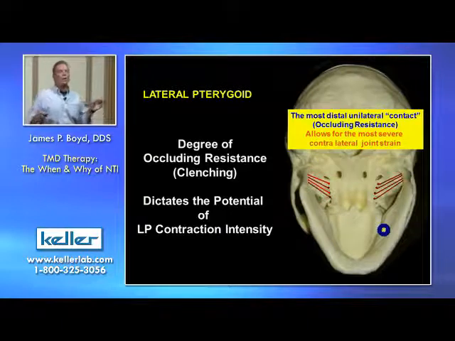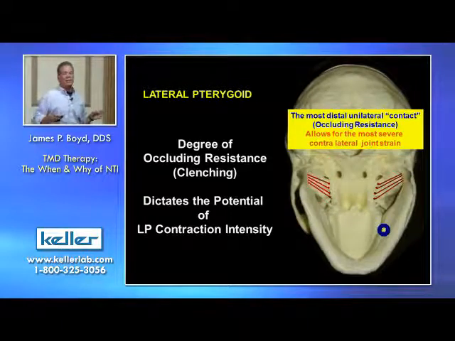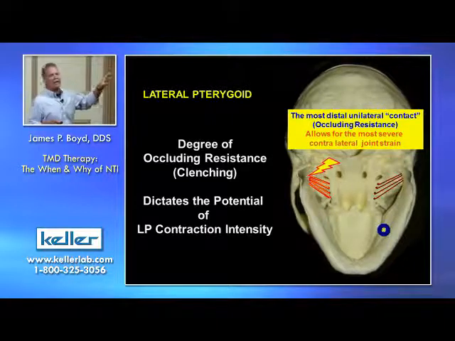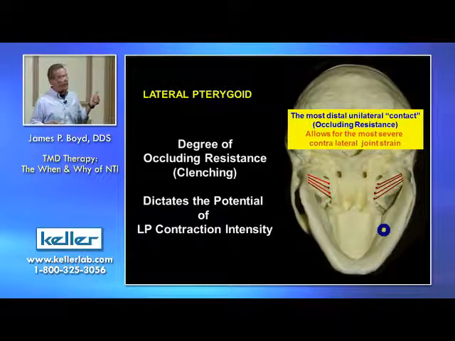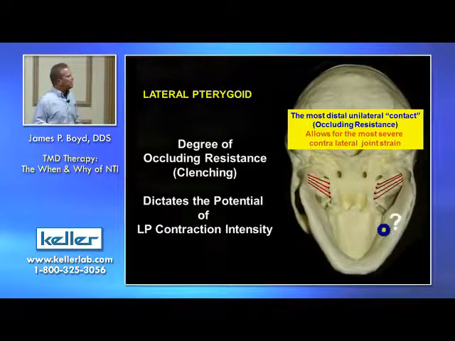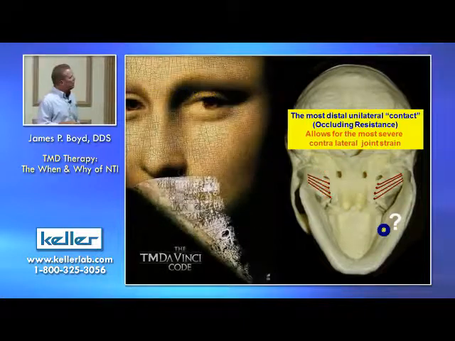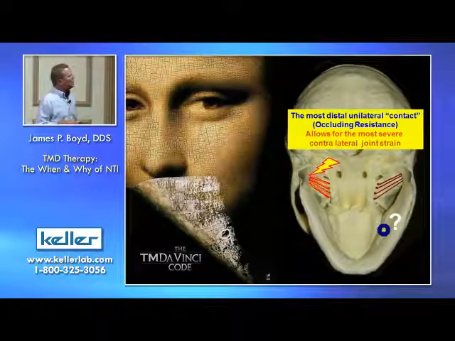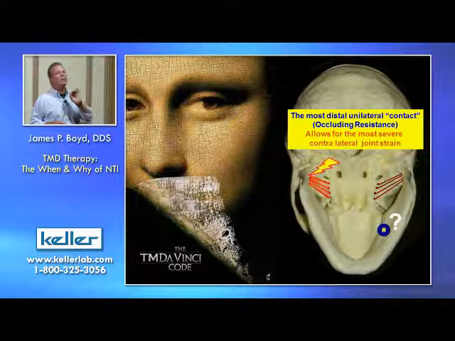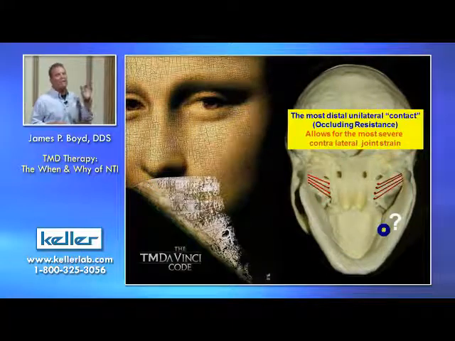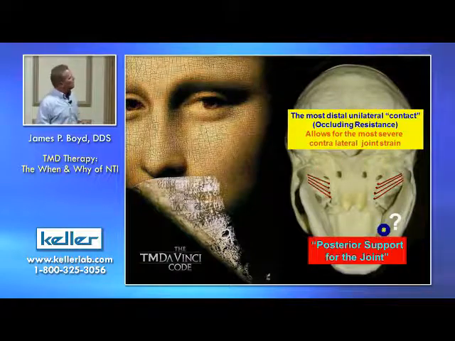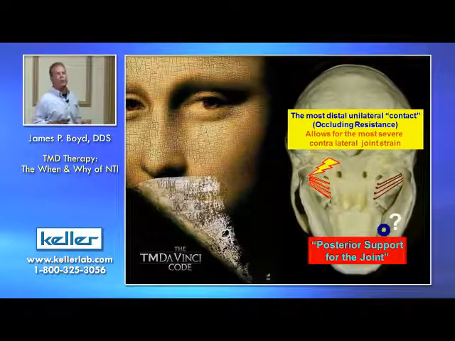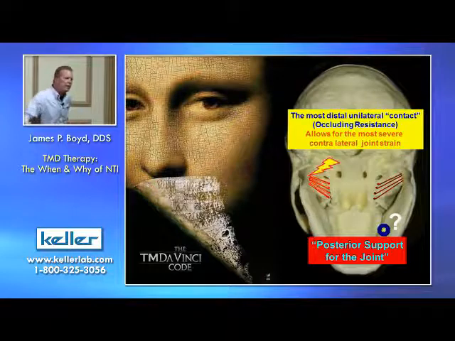So when we talk about, well, you don't want a unilateral distal interference, that would be really bad. Well, why? Here's why we don't like these unilateral distal interferences. It's the opposite side condyle that can get strained. And in dentistry, we even have an adorable term for this. It is one of the TMD Da Vinci Code stellar. As if it's a good thing, we call that posterior support for the joint. Do you have posterior support for the joint?